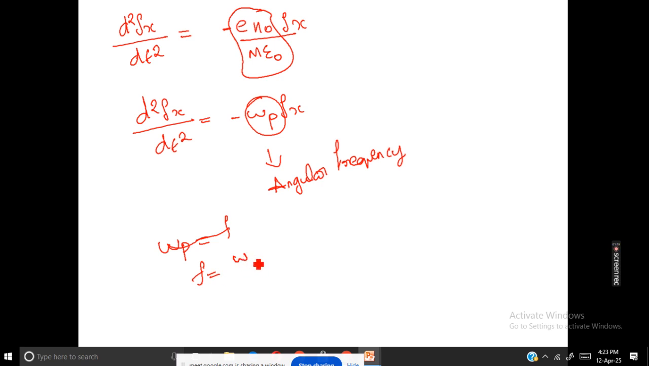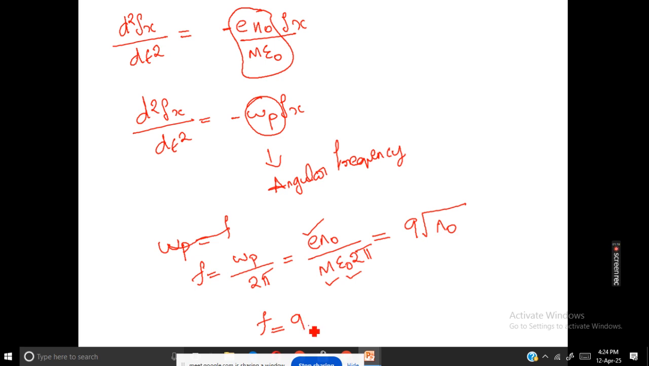Plasma frequency f is given by omega p by 2 pi, which will be the square root of e squared n0 by m epsilon 0, divided by 2 pi. So all these are constants. Like the value of electric charge we know, the value of the mass of electron we know, 2 pi is also known. So once we substitute and find the values, it will be 9 times the square root of n0. Plasma frequency is basically given by 9 into square root of n0. This is the equation for the plasma frequency.